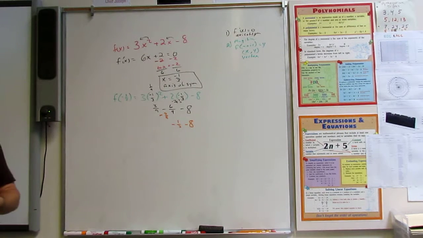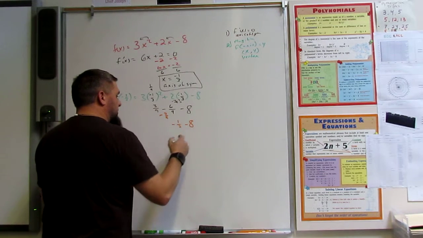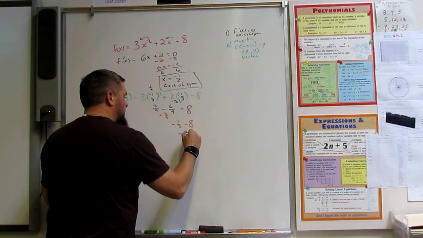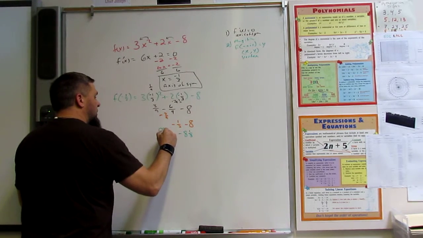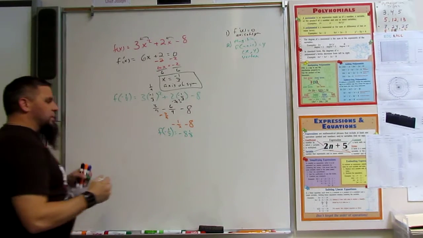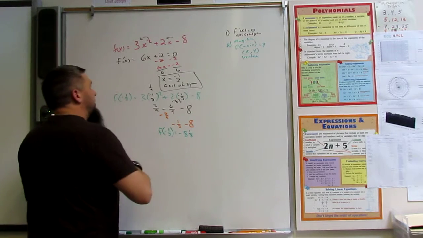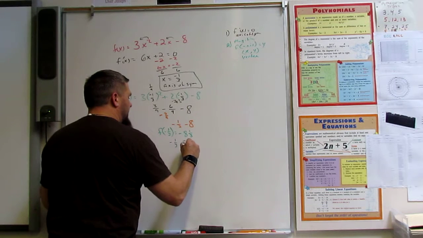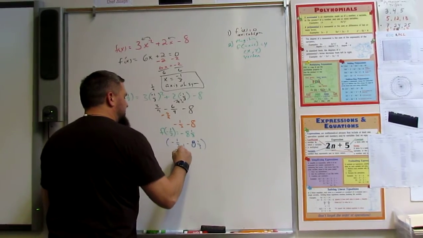Right? So what is this? Minus 1/3, minus 8. Negative 1/3 minus 8 equals negative 8 and 1/3. That puts us at a point of negative 1/3 and negative 8 1/3. Okay? That's your vertex.